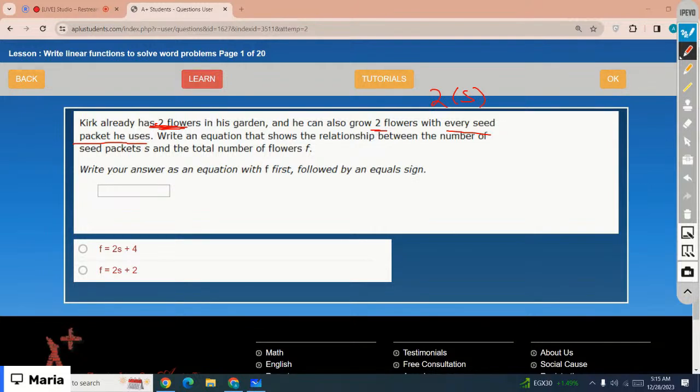That is the thing you need to add. The 2 flowers that are already in the garden, that is the thing you need to add, and basically the equation is 2s plus 2, right? Because here the variable you need to find is the seed packet. Write an equation that shows the relationship between the number of seed packets s and the total number of flowers. So that is f equals 2s plus 2, because here you have he can also grow 2 flowers with every seed packet. So s is the seed packet and 2 is the flowers he can grow, and this other 2 is the one that is already in the garden.